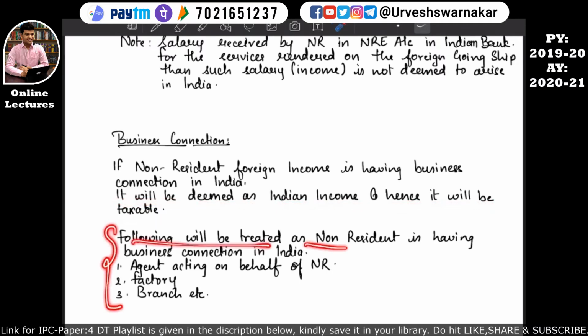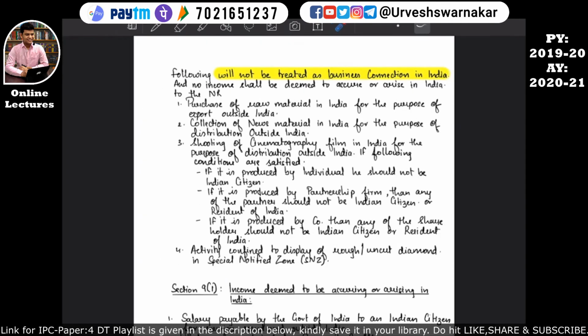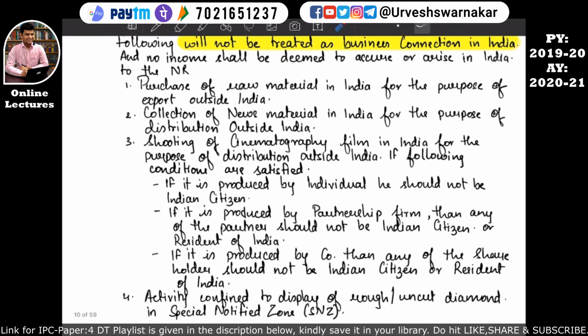Following will be treated as non-resident is having a business connection in India: agent acting on behalf of non-resident, factory in India, or a branch in India. I hope this is quite clear to you all. Over here, what we are going to study is important at your level, that is CA/IPC. From this maximum they can ask a question in MCQ. Okay, so let's understand this.